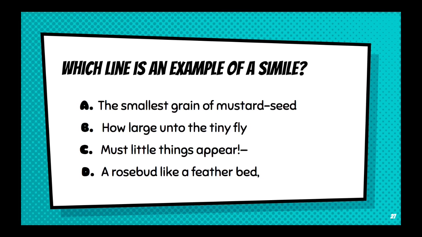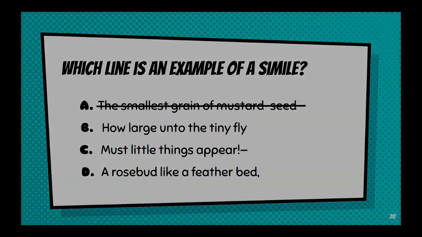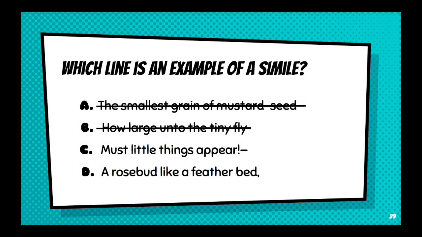So I know for a fact I'm looking for the words like or as in whichever line they give me. I'm also going to think, what is it comparing? All right, so let's take a look at our answer choices. A, the smallest grain of mustard seed. I don't see the words like or as in answer choice A, so I'm going to cross that one out. B, how large unto the tiny fly. It's not really comparing anything, and it's not using the words like or as, so it's not a strong answer choice. C, must little things appear.